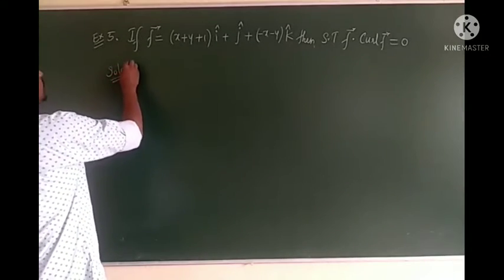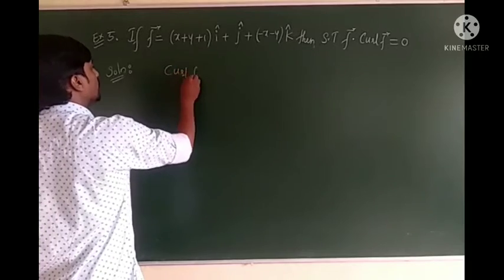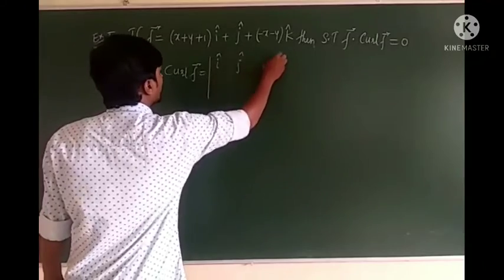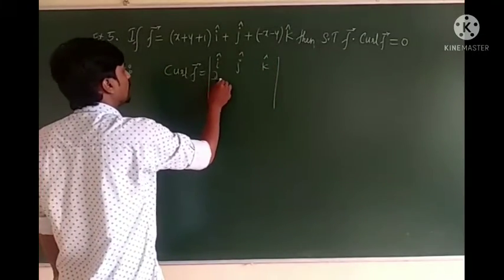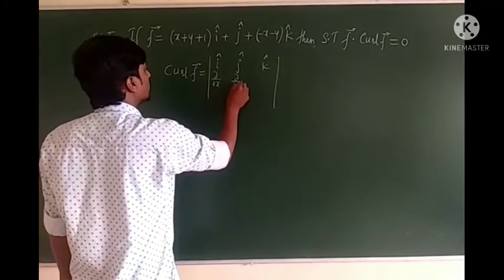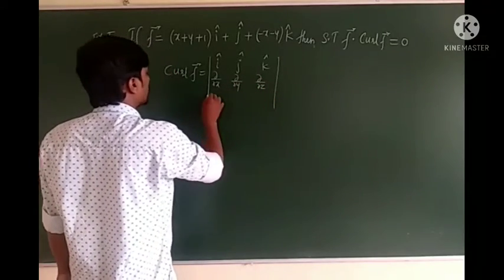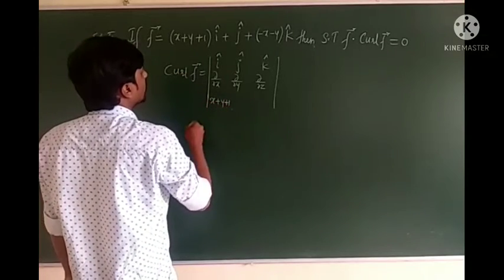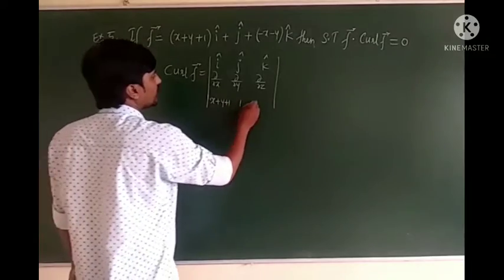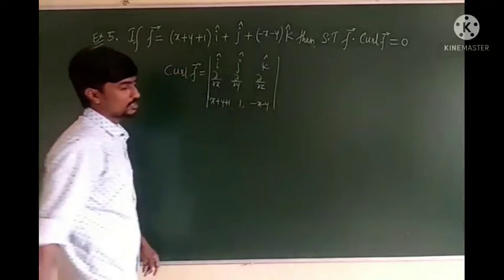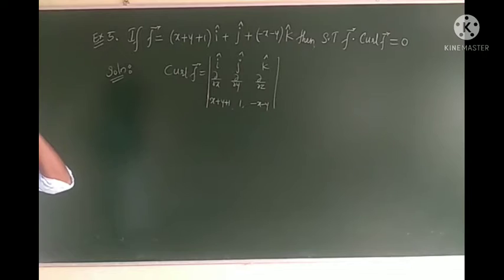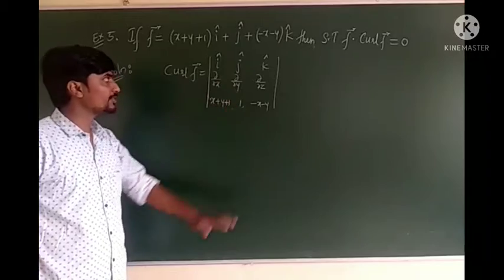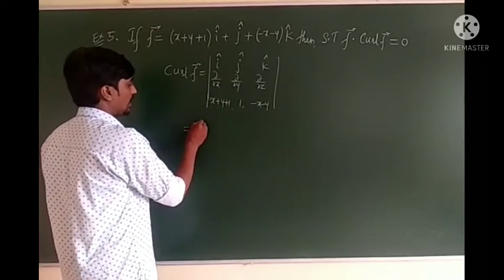So, solution. Write down the curl of the vector f. It is given by the determinant with i, j, and k, then del by del x, del by del y, and del by del z. Next we have f1, which is x plus y plus 1, f2, which is 1, and f3, which is minus x minus y minus 1. Now carefully understand, because I am doing this example directly. I am going to differentiate directly here. So i into bracket.